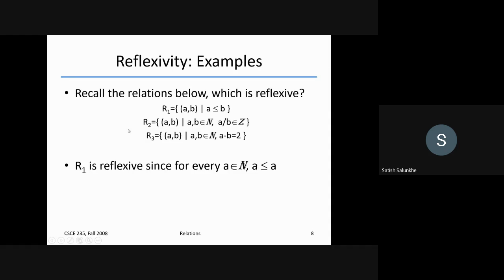Is R2 reflexive, yes or no? (A, B) belongs to N, the set of natural numbers, and A divided by B belongs to the set of integers. We have the collection of all (A, B) such that A and B both belong to the natural numbers and A divided by B belongs to the set of integers. If a pair satisfies that property, it belongs to R2. So the question is whether R2 is reflexive or not. We are talking about a relation from set N to set N.